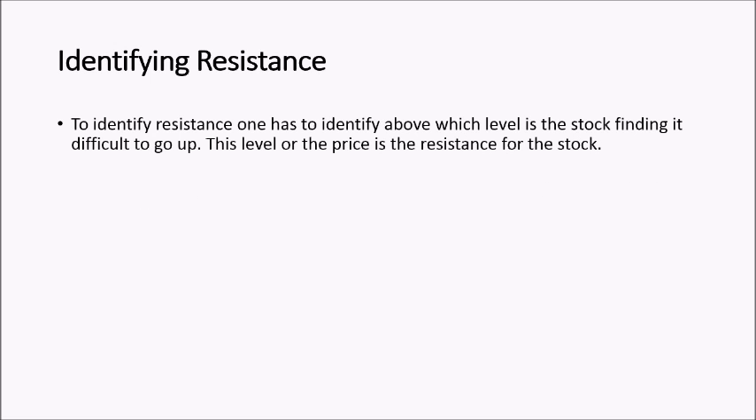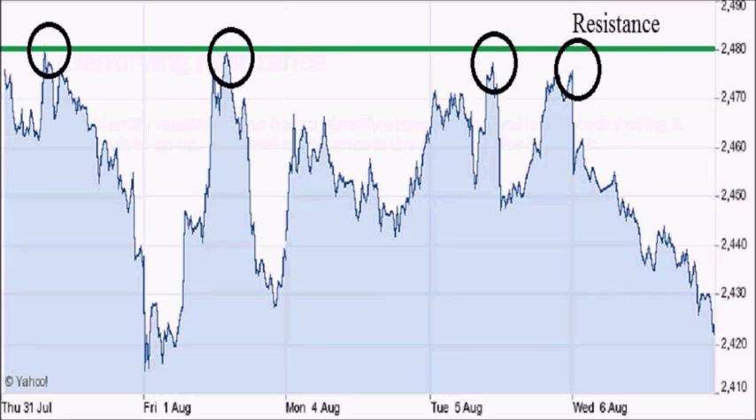Identifying resistance. To identify resistance, one has to identify above which level the stock is finding it difficult to go up. This level or the price is the resistance for the stock. Let's see a few stock charts to understand the concept better. In the chart of SPI, one can observe that SPI has struggled to move above the level of 2,480 even after several attempts. Therefore for SPI, 2,480 is the resistance.